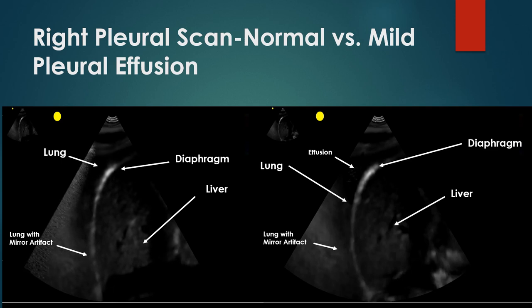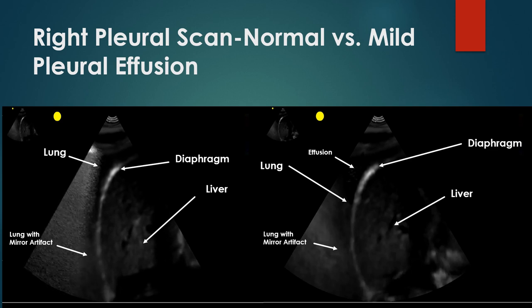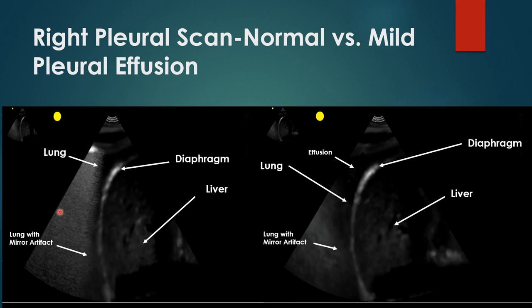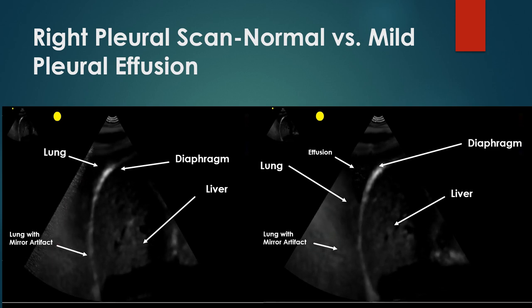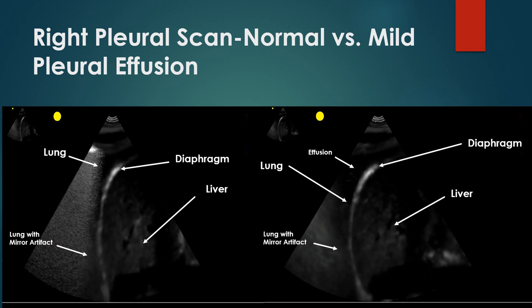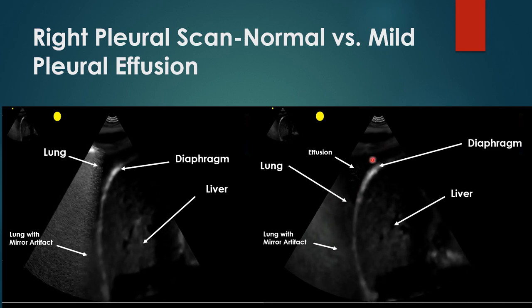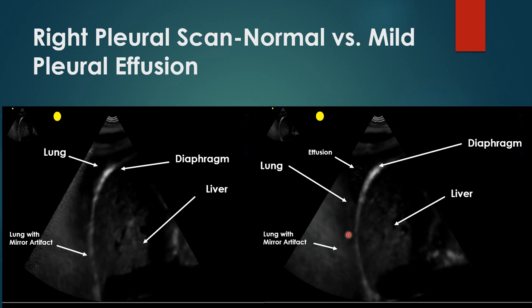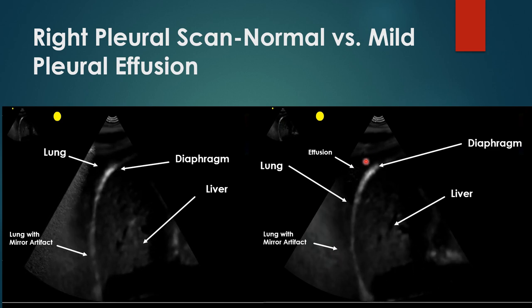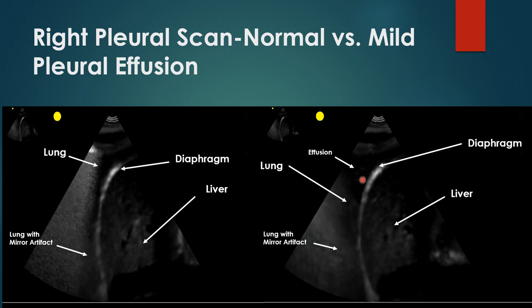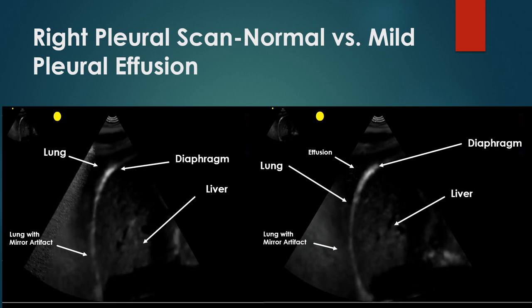This is a right pleural scan, normal versus a mild pleural effusion. You can see the curtain effect over here. You can see a little bit of a mirror artifact, liver, diaphragm. And then this is a patient that's got a little bit of an effusion over here, and it's showing up in the pleural space. You still have some mirror artifact over here, but you definitely have this anechoic region here right above the diaphragm in the subphrenic space.